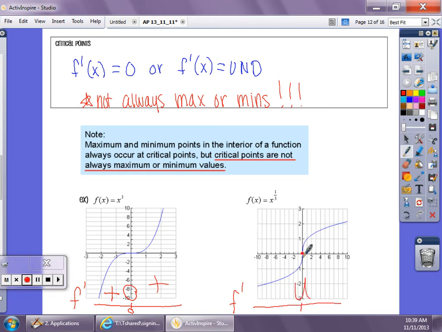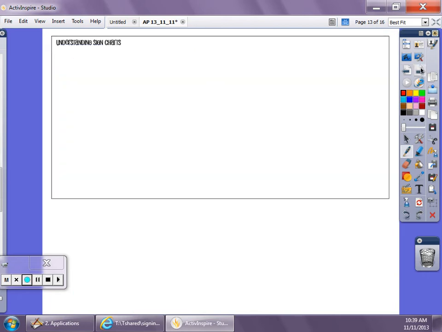Undefined, because what's happening there? Vertical tangent. My derivative before? Positive. My derivative after? Positive. Can't be a maximum or a minimum because they don't change. So, critical point, people get a little bit confused because they always believe that critical points mean max and min. But we just showed you two where they're not. So you really have to think about, does your sign change?